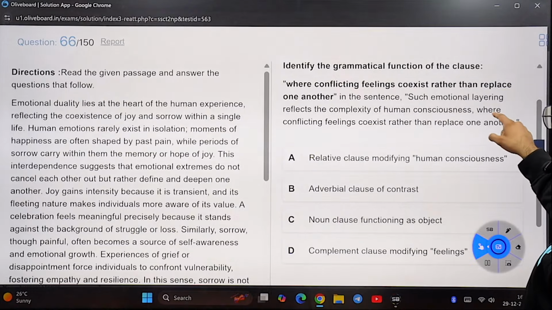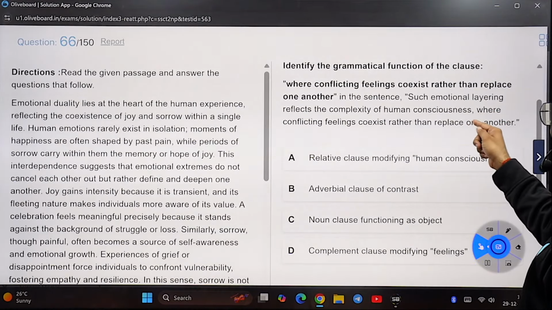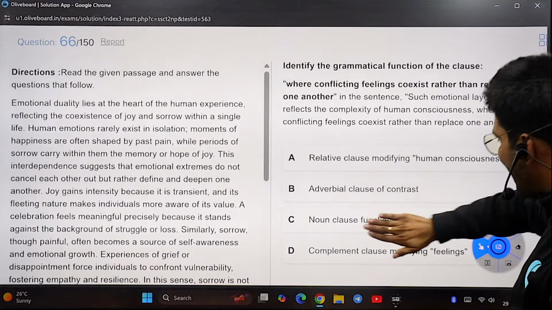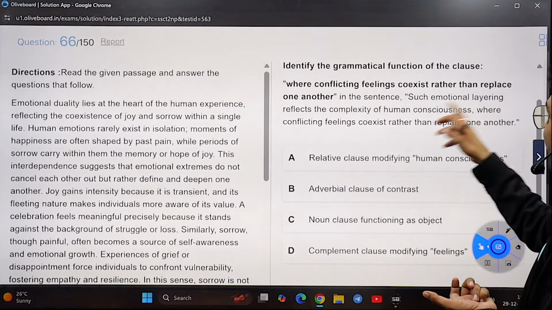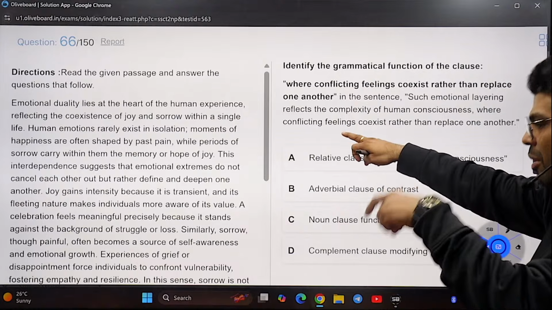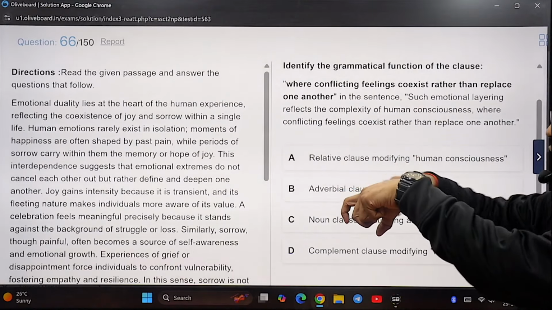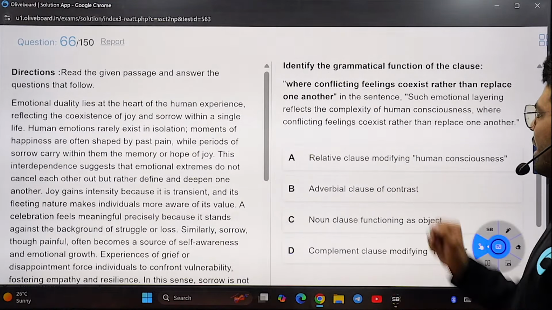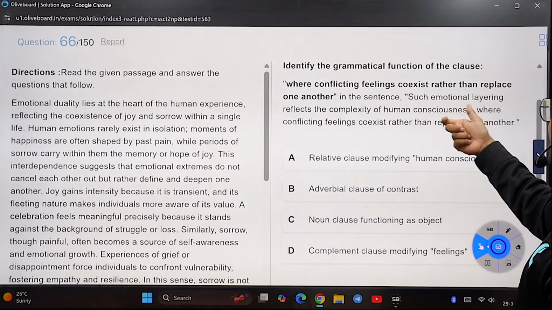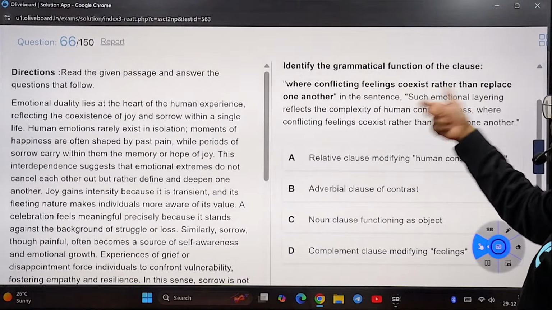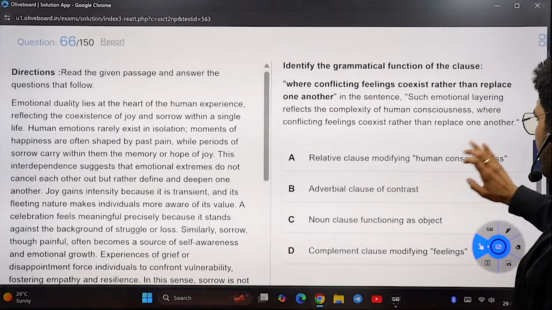Noun clause, if we say that's a noun, it's not the subject or the object of anything. No, it's not the object. With a comma, we don't separate objects ever, never. Complement is possible, but modifying feelings, feelings are there in the same clause. How can the same word in the same clause modify the same clause? That's a contradictory line. Relative clause modifying consciousness. Yes, of course, it's defining consciousness, human consciousness, where conflicting feelings coexist rather than replace each other.